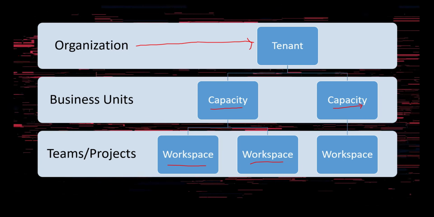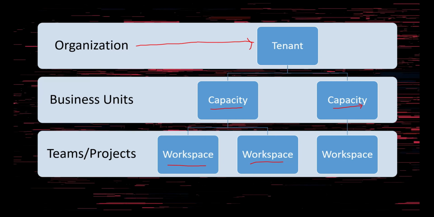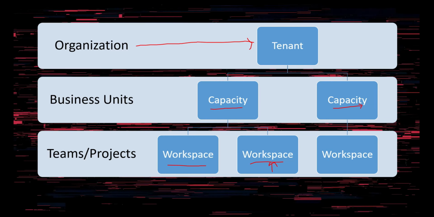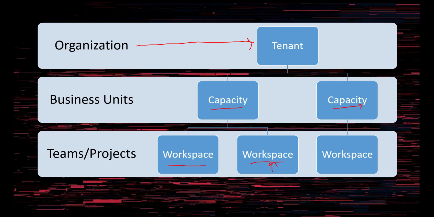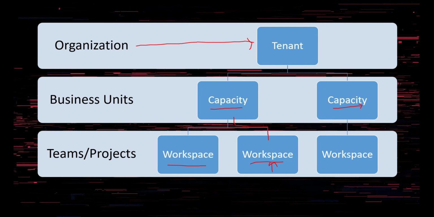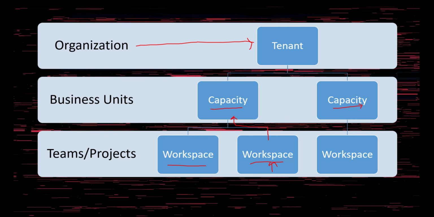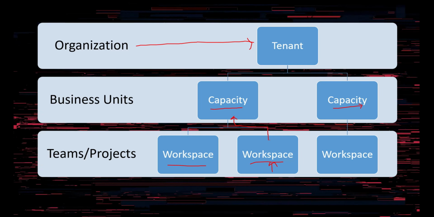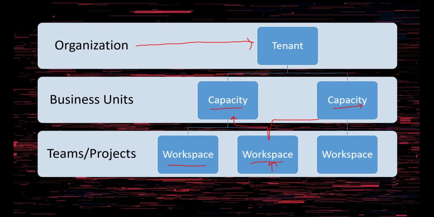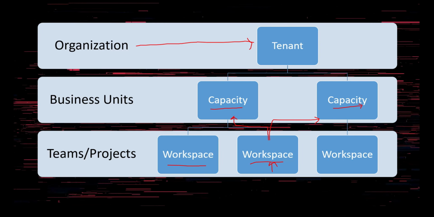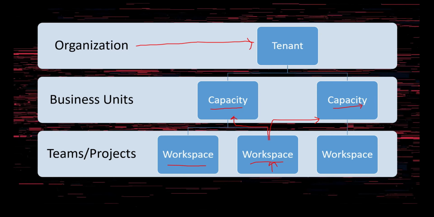That means whenever you create a workspace and you start using the workspace, you are charged, so this workspace is tagged to this capacity, right? So that means you are charging for this workspace. Similarly, the workspace can be tagged to multiple capacities. So it can be tagged to this capacity, and at the same time it can be tagged to the other capacity.